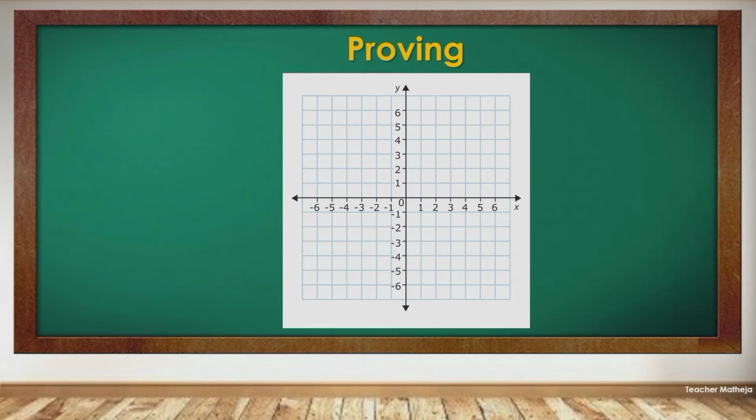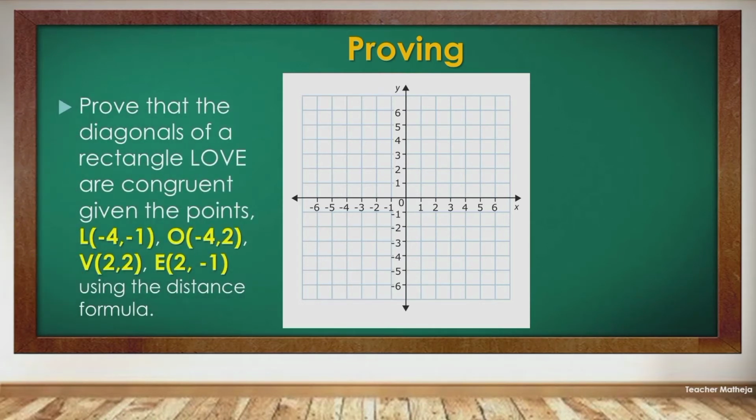Next example. Let us prove that the diagonals of a rectangle LOVE are congruent. Given the points L with the coordinates negative 4, negative 1, O with the coordinates negative 4, 2, V with the coordinates 2, 2, and E with the coordinates 2, negative 1, using the distance formula.